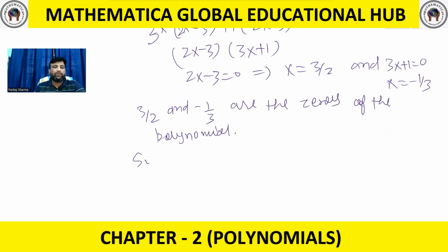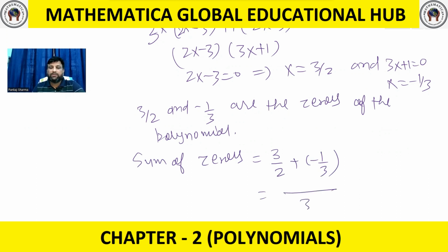Now you can see sum of zeros. We can say that sum of zeros is what? So sum of the zeros is 3 by 2 plus minus 1 by 3. So if I find, here you can see we need to take the LCM. So LCM will be what? 6. 2 and 3 LCM is 6. So 2 3s are 6. So 3 3s are 9. And 3 2s are 6. So minus 2. So here we are getting 7 by 6.